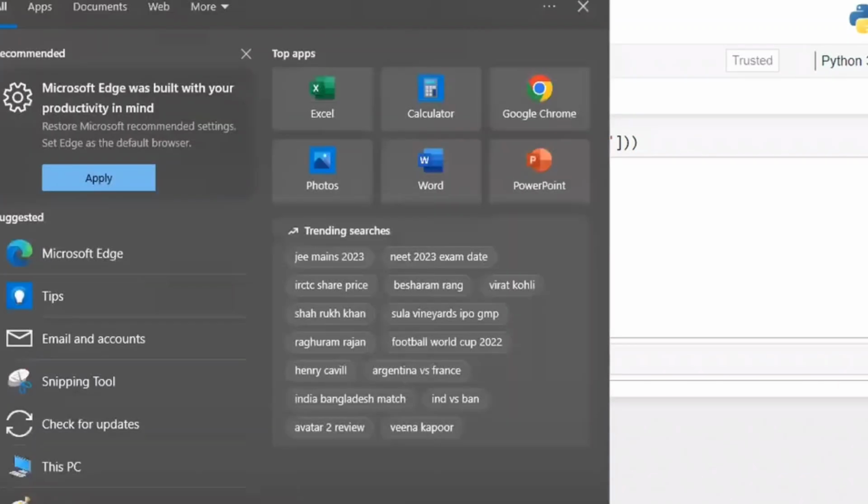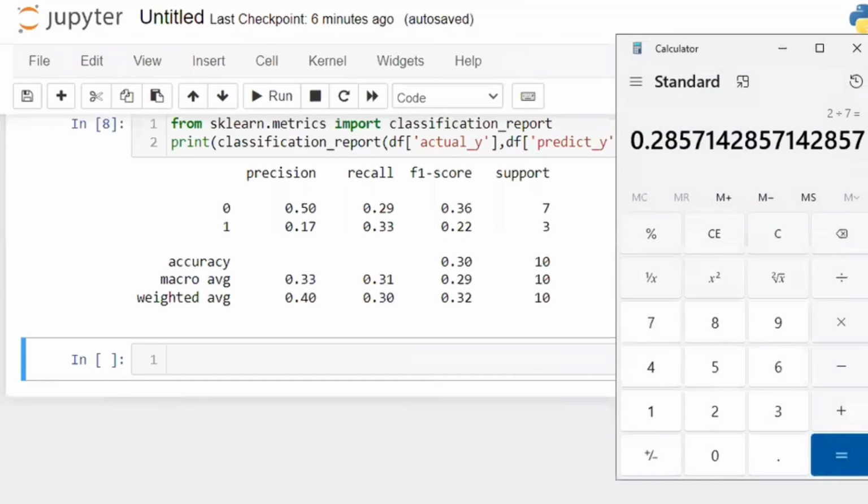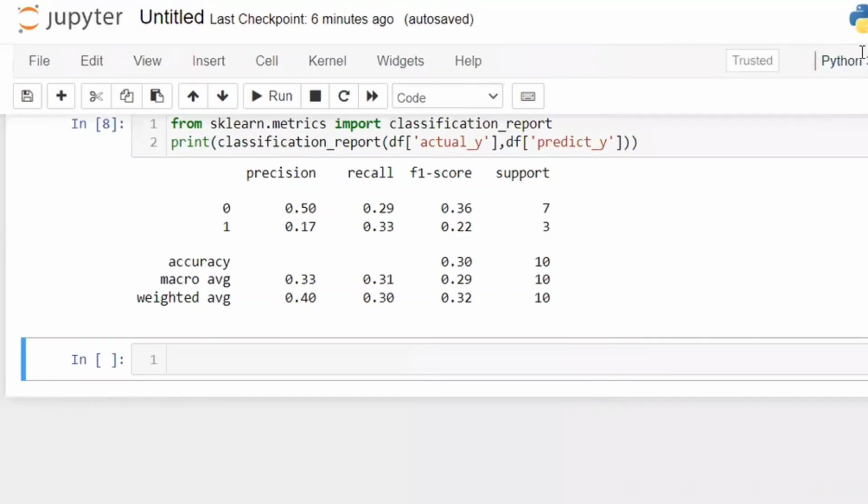If you open the calculator and check 2 by 7, it is 0.2857. Since the third decimal value is greater than 5, it is going to round the figure. It is considering up to 2 decimals. If it were considering up to 3 decimals, 0.285 would be visible. So the next one is recall of negative, which is 1 by 3, which is 0.3. Is that clear? The same answers you have got.